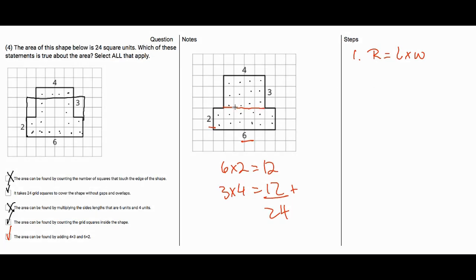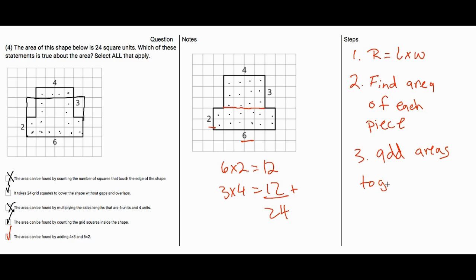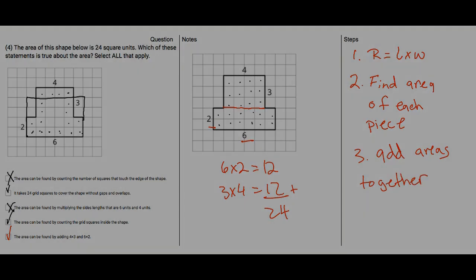So since we know the area of each piece, our steps are: we know that the area of a rectangle is length times width, and then we need to find the area of each piece of our larger shape, and then add those areas together to get the area of our whole shape.